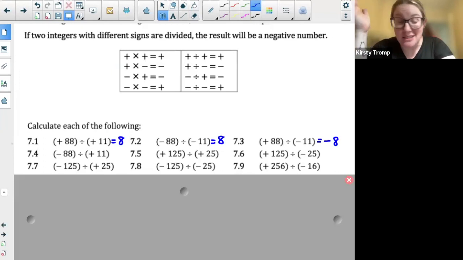Let's do number 3. First, you do the signs. A positive divided by a negative, I write down a negative. Next step, 88 divided by 11 gives me 8, and I write down 8. Does that make sense? So I'm doing it in steps.